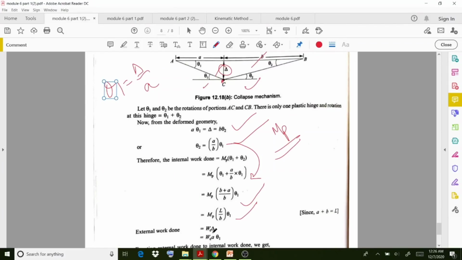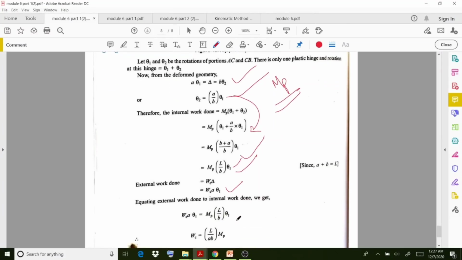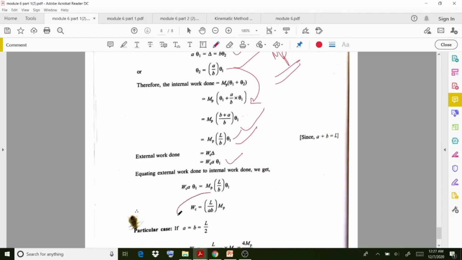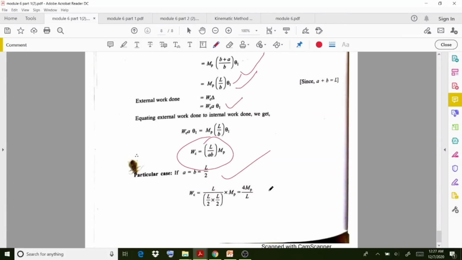Then, one more time regarding the external work done, you know that the force or load multiplied by the displacement gives that value. Then delta you can represent as theta 1. Since the theta 1 term is mentioned here also, you can write it in terms of theta 1, and if you equate those values, the collapse load is going to be L by AB multiplied by MP, the plastic moment. And if this load is acting at the center point of a simply supported beam, that is A equal to B equal to L by 2, the final WC is going to be 4 MP by L.